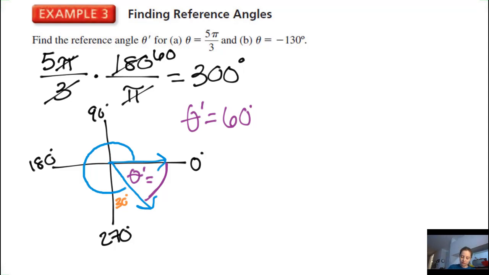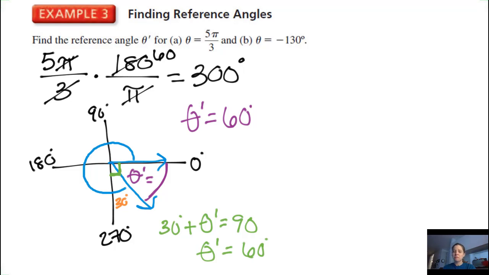If you don't see that, you know that the x and y axis are perpendicular. They form a 90-degree angle. And 300 degrees is 30 degrees past 270. So I know that 30 degrees plus theta prime equals 90. Therefore, theta prime equals 60 degrees.